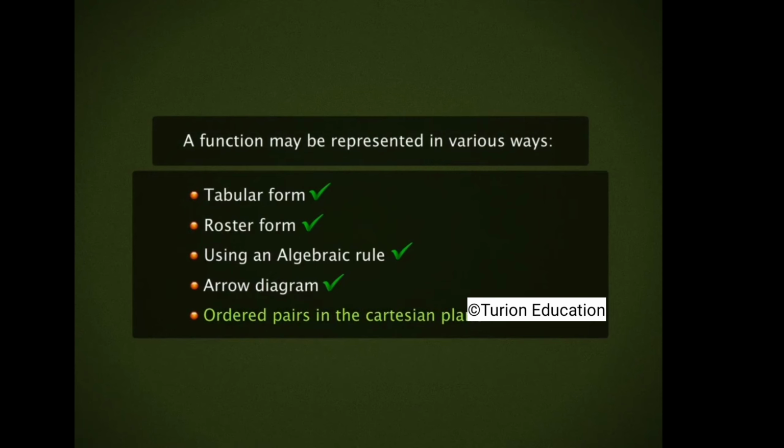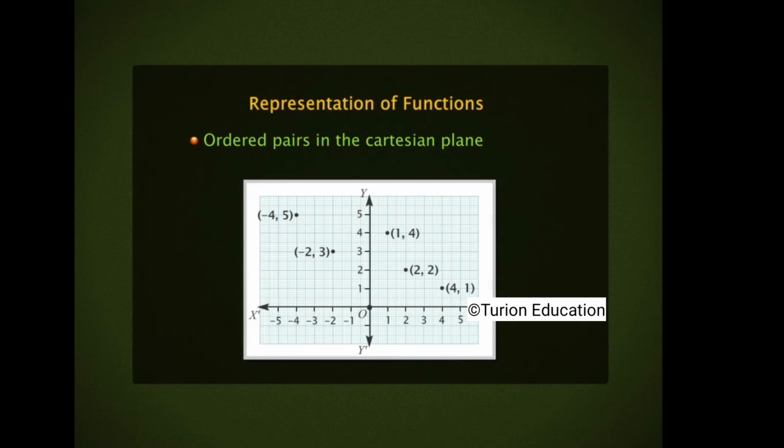The next geometric method is the set of ordered pairs representing the function plotted as points in the x-y plane. In this form, the function is the rule of correspondence from horizontal axis to vertical axis. Here, each number on the x-axis is associated with only one number on the y-axis.